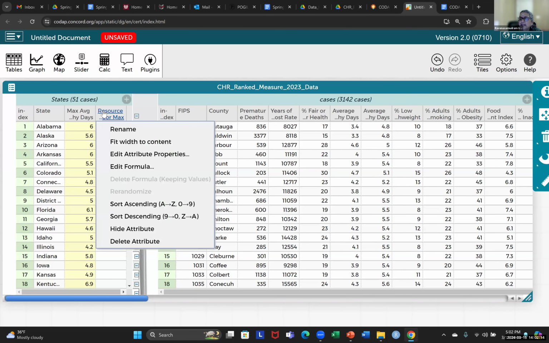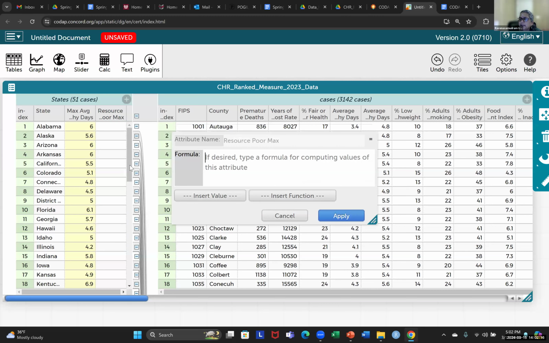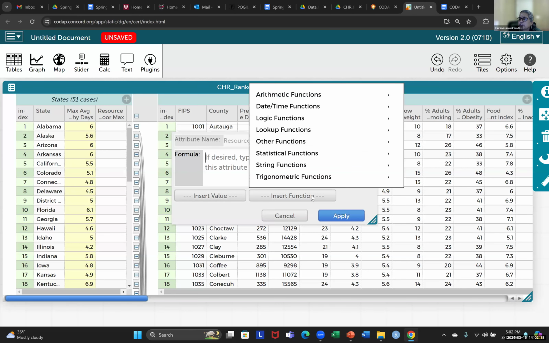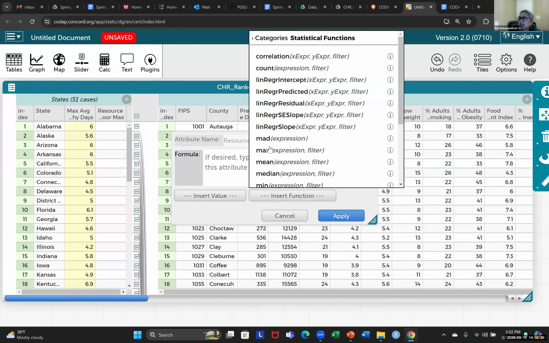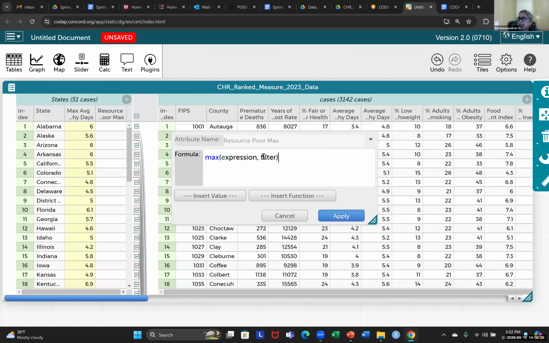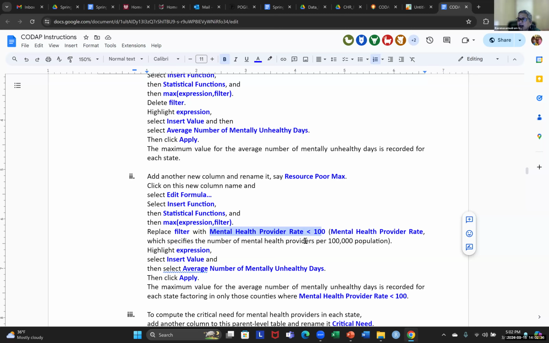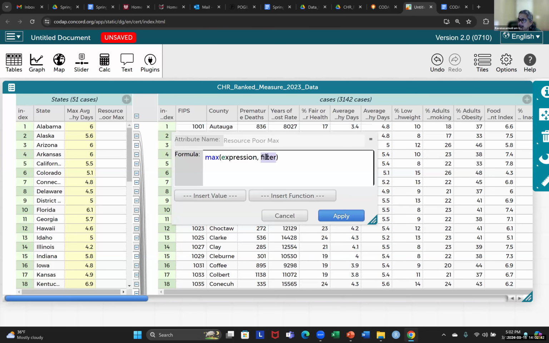Click on the variable name, edit formula, insert function, statistical functions. And we are going to the max function again. Statistical functions and max. But this time, we are not going to remove the filter. We are going to have the filter. So what is our filter going to be? Our filter is going to be that the mental health provider rate should be less than 100.